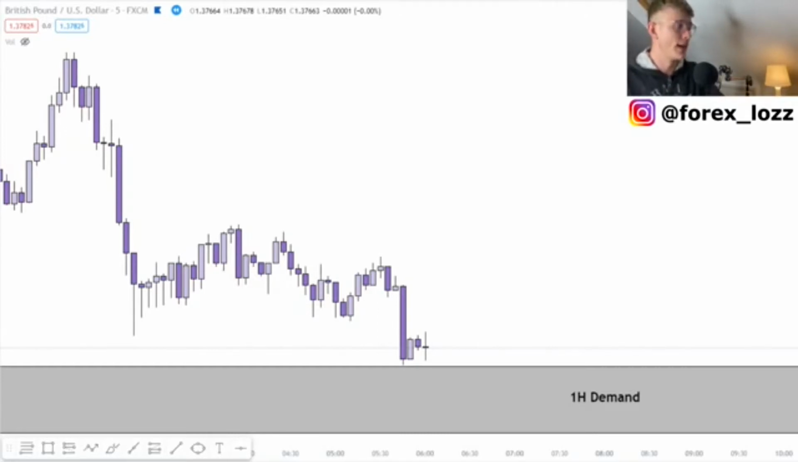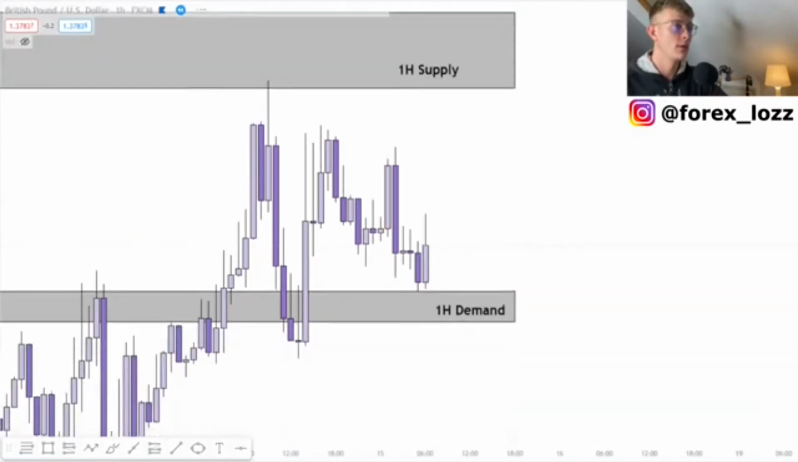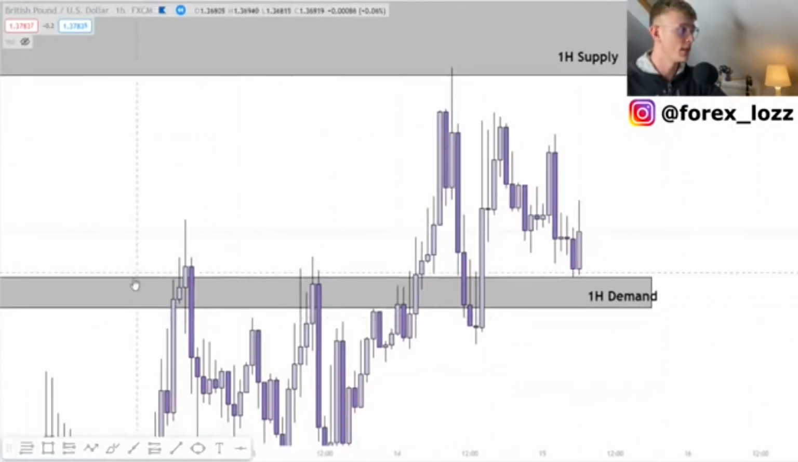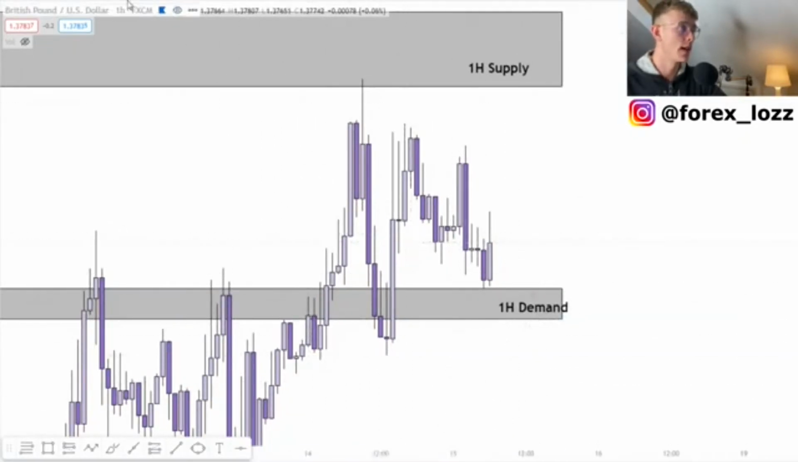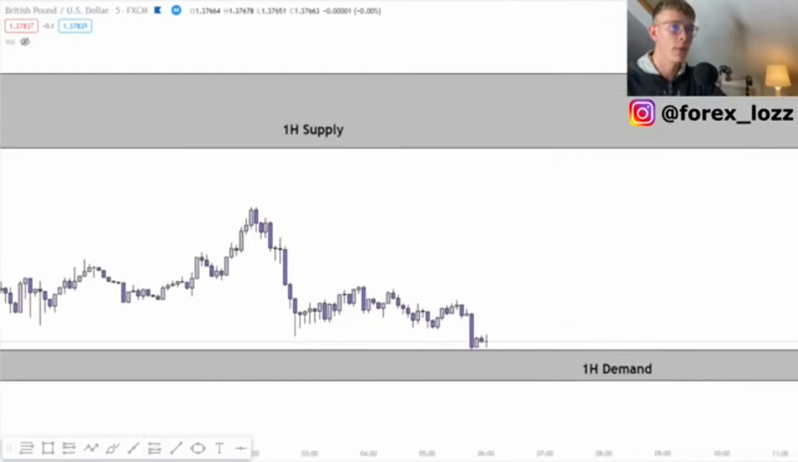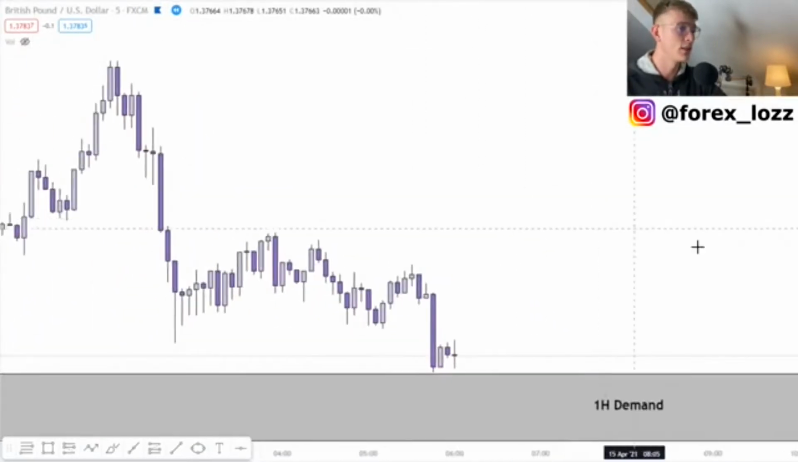So what we're looking at here, okay, is we can see that price is at a 1 hour demand level. If you guys want to see how I've identified this, this was a recent supply level. Supply then became demand. Okay, so we're looking at my lower time frames, right? But this applies for every single time frame.